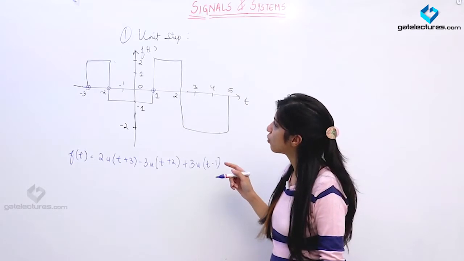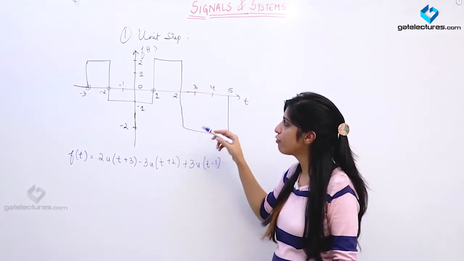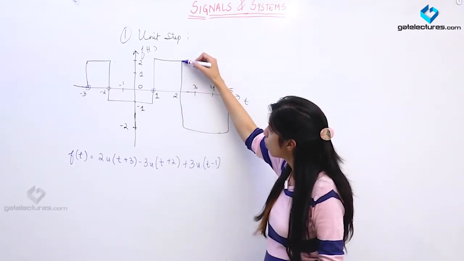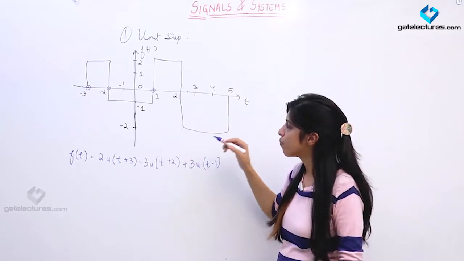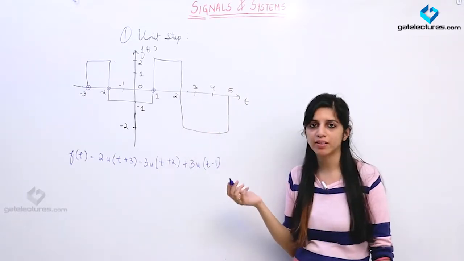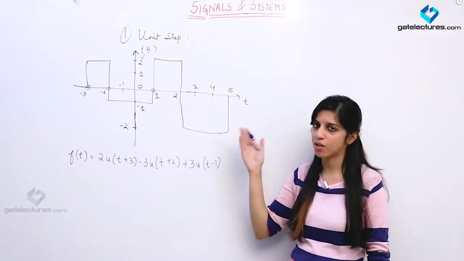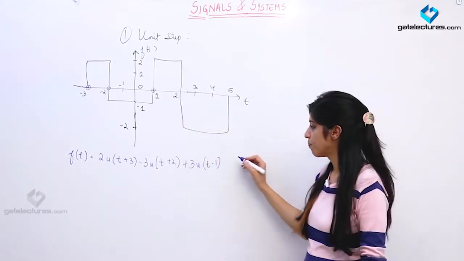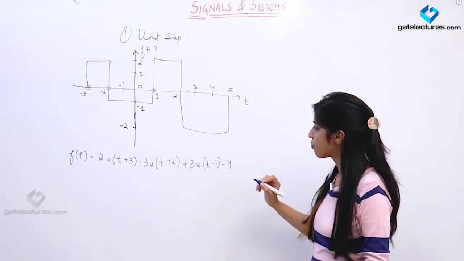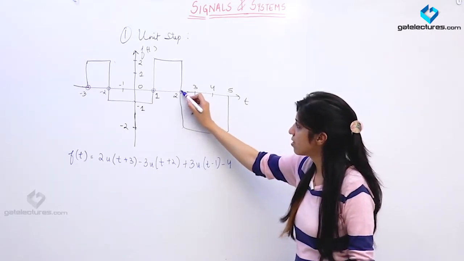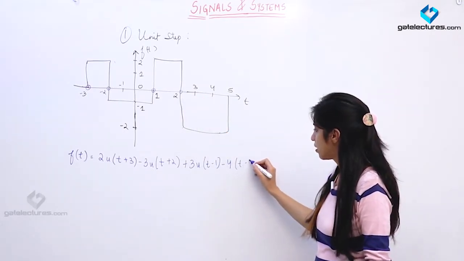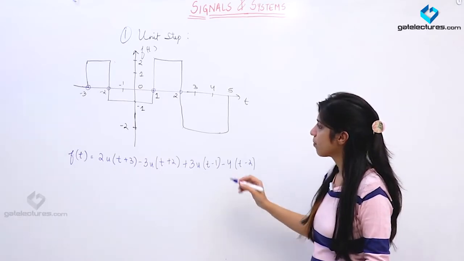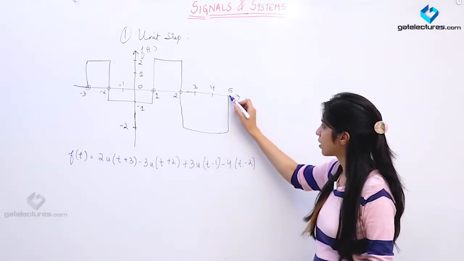At t is equal to 2, I had a negative step of 4 units. From 2, my value changed to minus 2. I am just calculating the coefficient by final value minus initial value. Minus 2 minus 2 makes minus 4. So this is going to be a negative step of minus 4. At what instance? T is equal to 2. So t minus 2. Now the same value continued till 5.